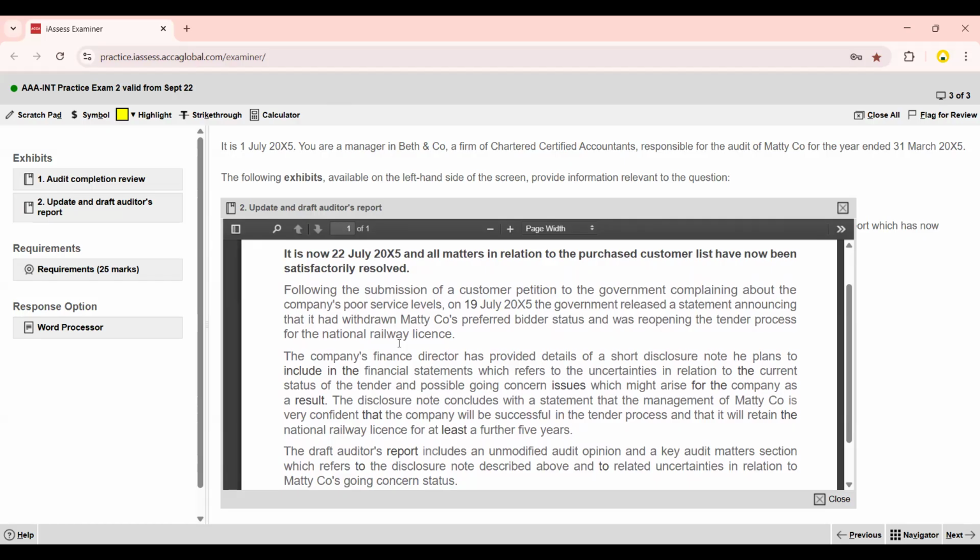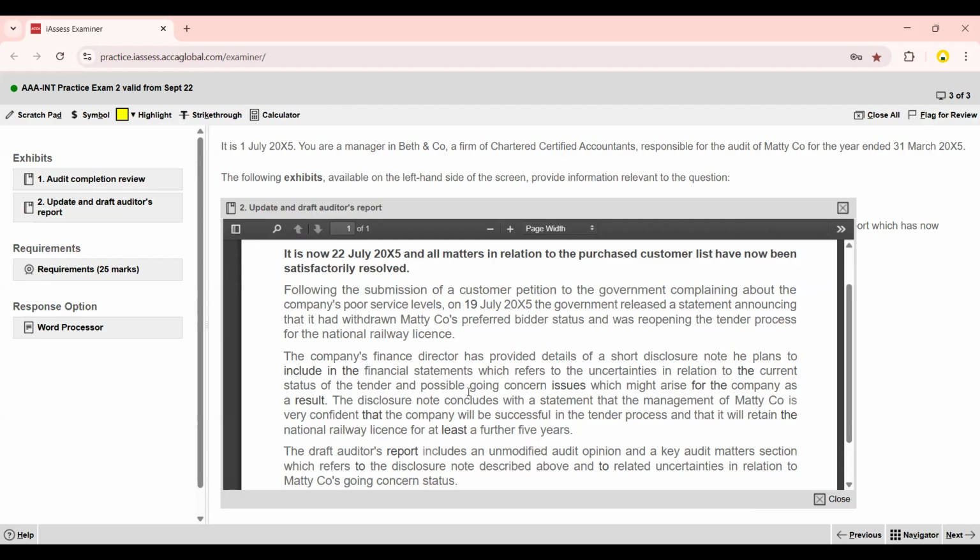Following the submission of a customer petition to the government complaining about the company's poor service levels on 19 July 2005, the government released a statement announcing that it had withdrawn Matty Company's preferred bidder status and was reopening the tender process for the National Railway license. It means the Matty Company license is not renewed yet. The company's finance director has provided details of a short disclosure note he plans to include in the financial statements, which refers to the uncertainties in relation to the current status of the tender and possible going concern issues which might arise for the company as a result.